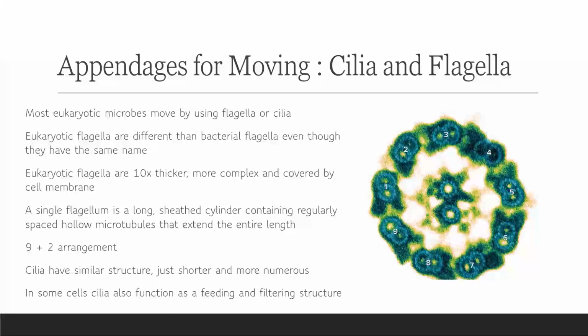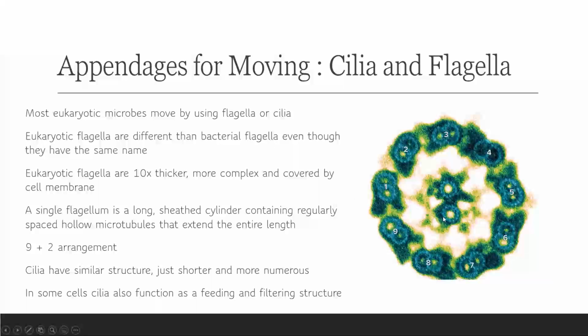So some key differences are eukaryotic flagella are going to be much larger, much thicker, about 10 times thicker. They're more complex, and they're covered with a cell membrane. So they'll have proteins within the protrusion, and that will be covered up on the outside by the cell membrane. A single flagella is a long cylindrical protein structure made of microtubules.